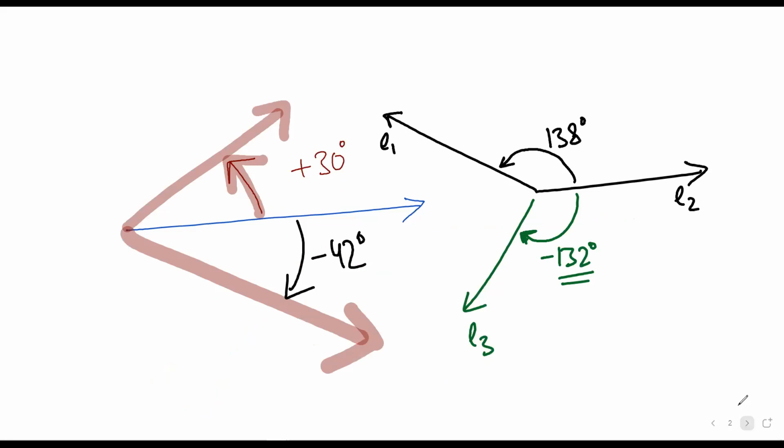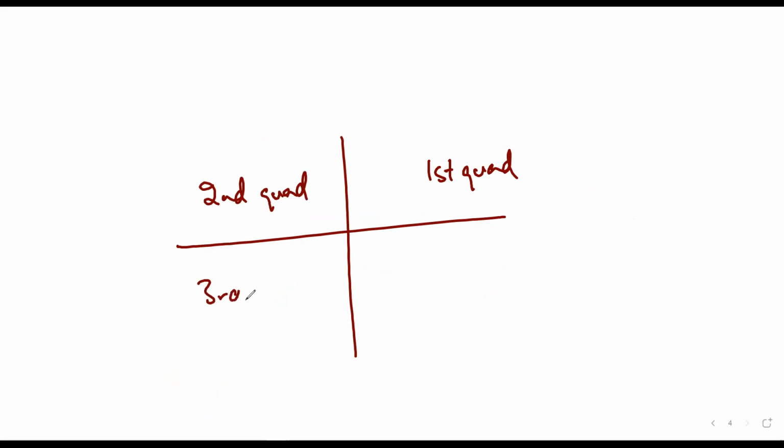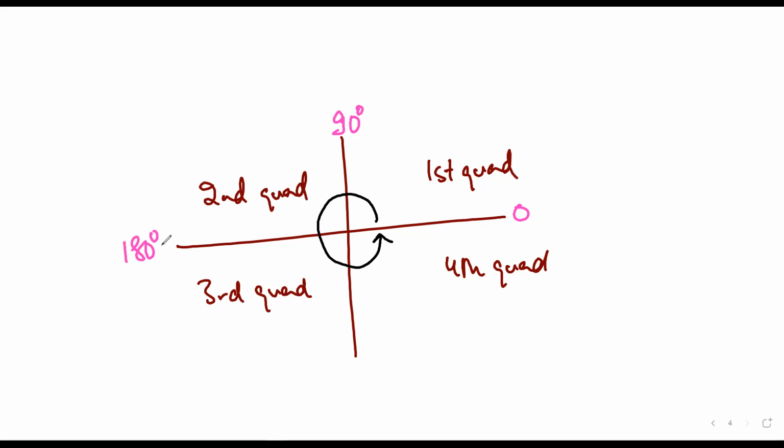Now let us cover a few more points. So first quadrant, second quadrant, third quadrant, fourth quadrant, the angles would be measured in the anti-clockwise direction. From here to here would be 90 degrees. From here to here would be 90 degrees. From here to here would be 90 degrees. From here to here would be 90 degrees. Any doubt till here? No.